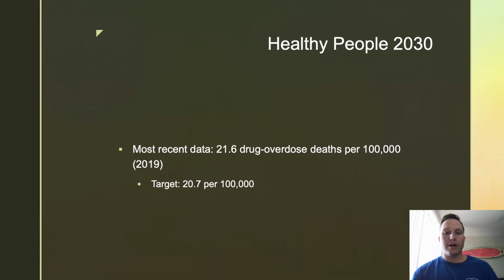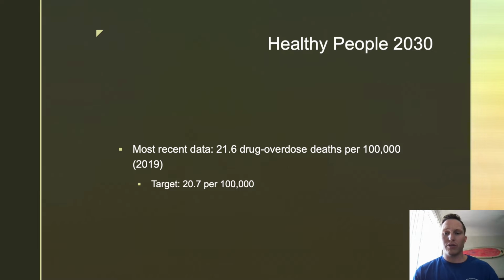All right, so now we're going to transition from talking about people that we know or famous people that were involved in drug overdose deaths to Healthy People 2030. They provided data from 2019, which showed 21.6 drug overdose deaths per 100,000. And their goal for 2030 is to bring that down to 20.7 per 100,000.